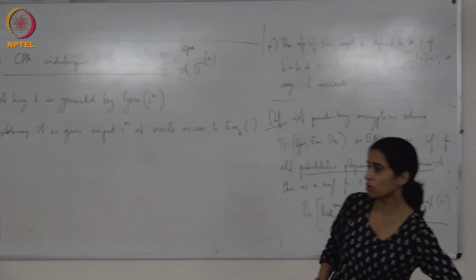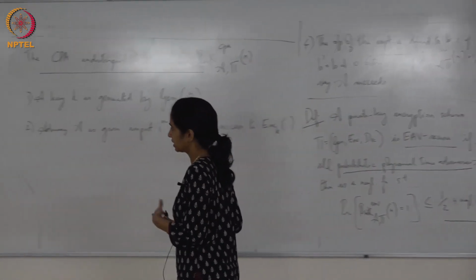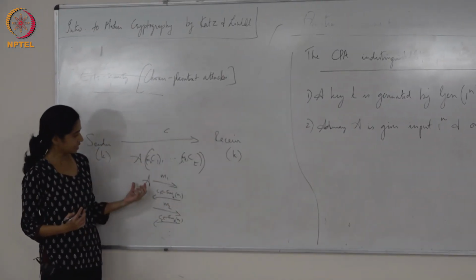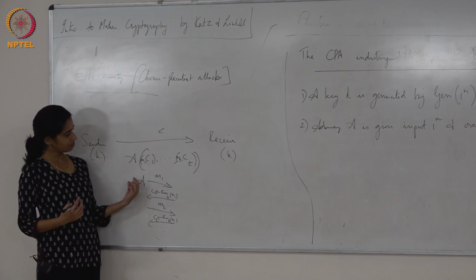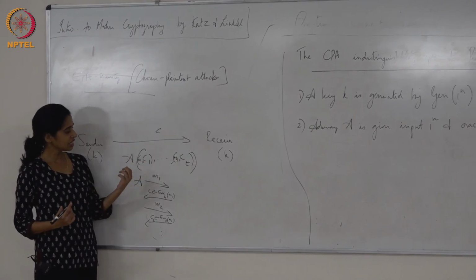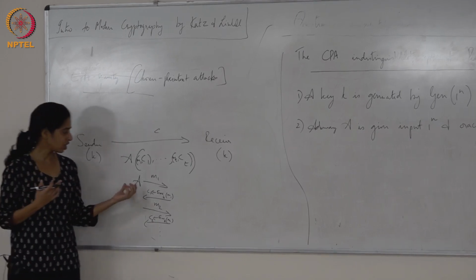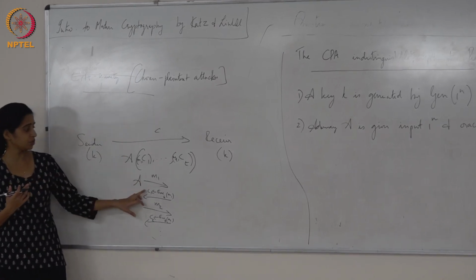So we want to model chosen plaintext attacks, right? Essentially what we want to model is what I described here, that the adversary can send a message M1 and then receive C1, that is the encryption of M1. So in order for the adversary, so can the adversary compute C1 on its own?